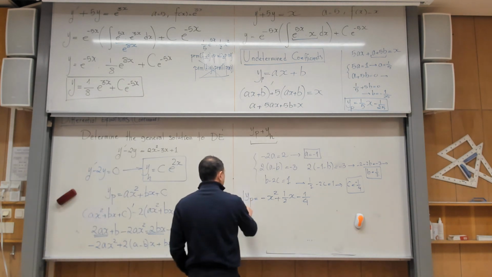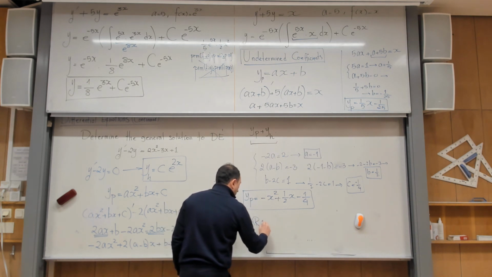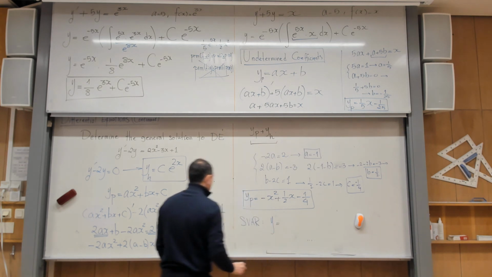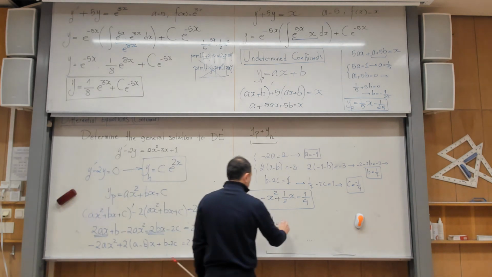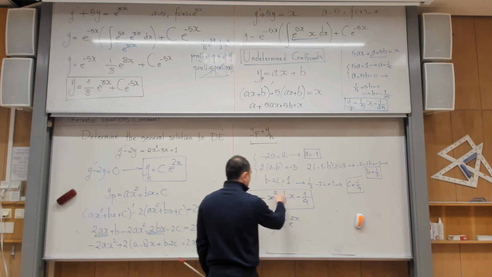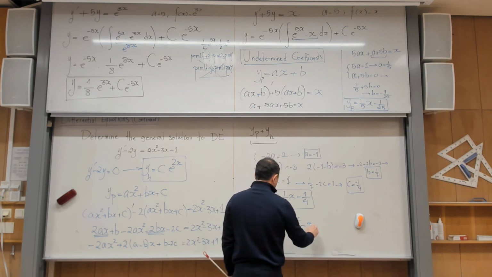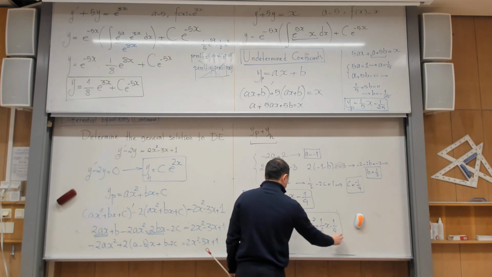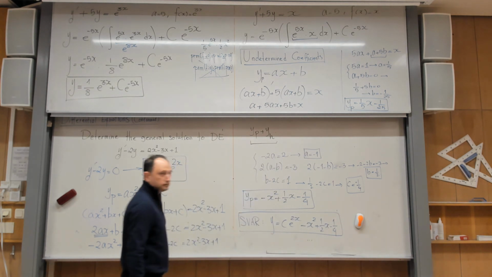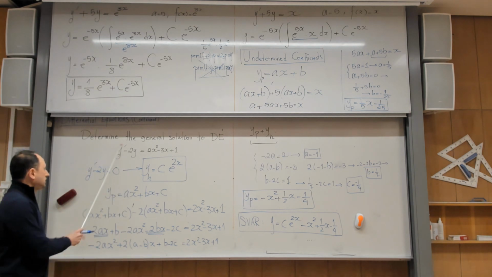If that's my particular solution, finally what you need to write as the answer to this problem is y equals whatever you got for the homogeneous part, you write it here. Whatever you got for the non-homogeneous part, the particular one, you add after that. So that is the general solution of this differential equation.